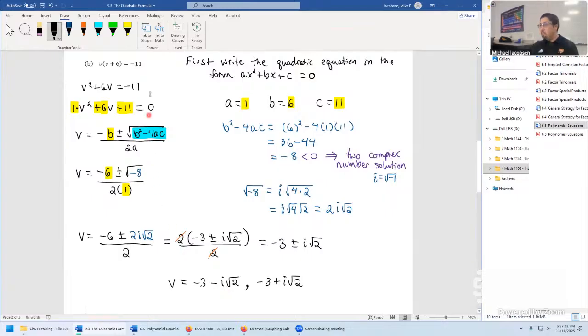Well, we did it. That's the rundown on this one. This one was a little bit trickier because we had to put it in this standard form, getting the 0 on one side, and the discriminant was negative, so we had to recall negative square root of 8 involves the complex unit i right here. Well, any last questions or thoughts with finishing up this one?